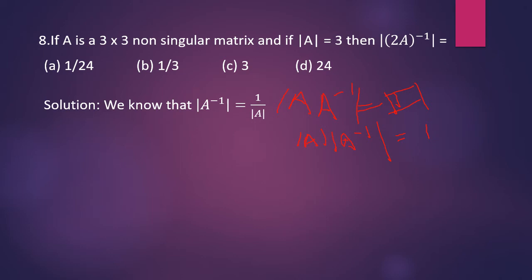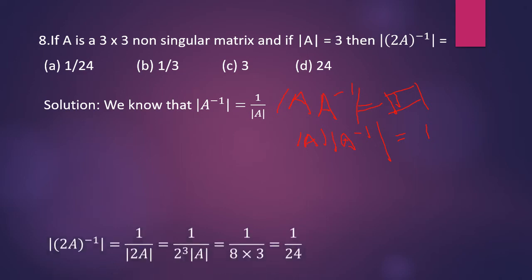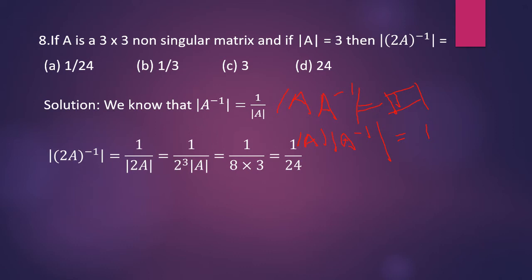So this will be the result here. Using that result, first we simplify this one as determinant of 2A whole inverse is equal to 1 divided by determinant of 2A. And also we have the result determinant of kA is equal to k to the power n into determinant A, where n is the order of the matrix.